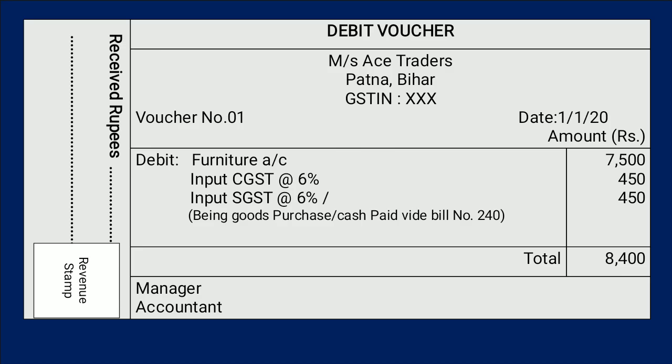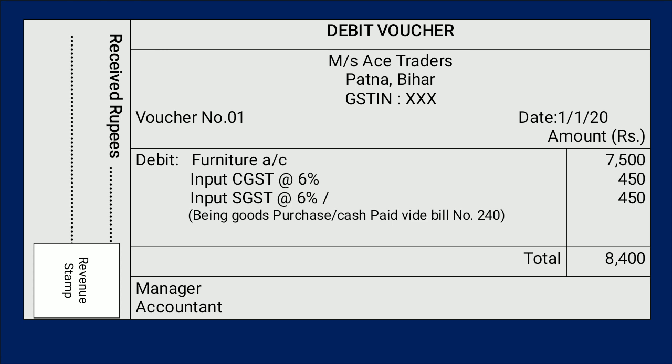So let's prepare the voucher for this. On the basis of the first transaction, it is clear that we have to prepare a debit voucher. As you know, we are preparing that debit voucher on behalf of Messrs Ace Traders. That's why here we have written Messrs Ace Traders. Then we have to write the address, that is Patna, Bihar. Then we have to write their GST number, that I have put here. Then after that we have to write the voucher number and the date. So the voucher number is 01.